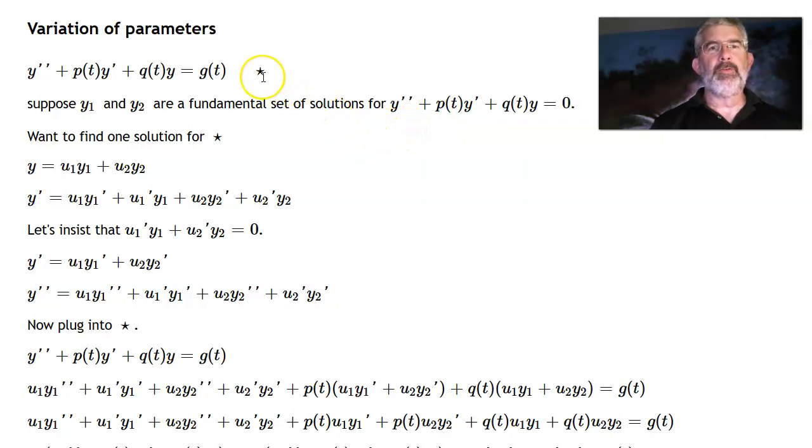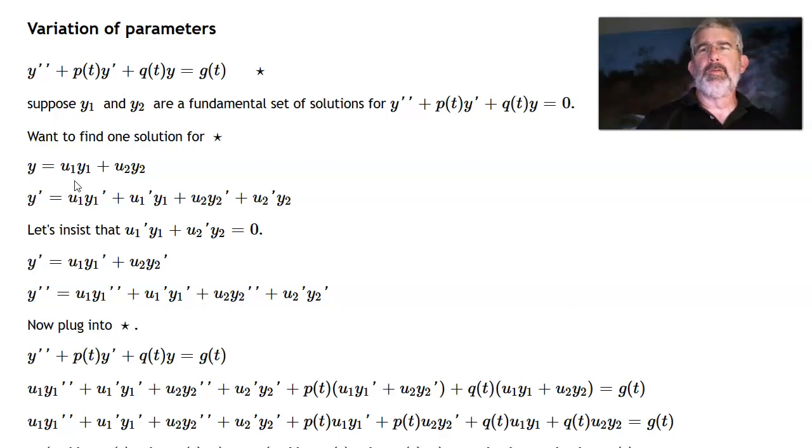Now, I've put a star on that one because I want to keep referring back to it. So what I want to do now is find one solution for the non-homogeneous equation. I'm going to assume that I can find one that looks like this. I'm going to be looking for these functions, u1 and u2, so that when I multiply u1 times y1 and u2 times y2 and add them together, I get another function. I want to see if I can find u1 and u2 to make this a solution to the non-homogeneous equation.